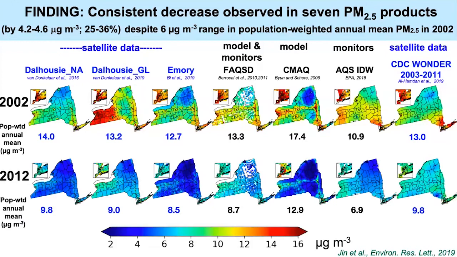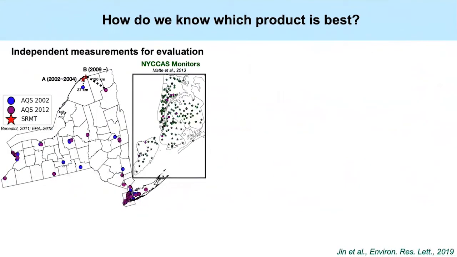However, you may still be wondering which product is most accurate. To try to get some answers to that question, Xiaomeng found 2 different data sets of independent measurements. And when I say independent, I mean that they weren't ingested or used in the training or bias correcting of any of the products on the previous slide. Those include 2 sites shown in stars here in upstate New York, as well as the green stars here from the New York City Community Air Survey Monitoring Network.